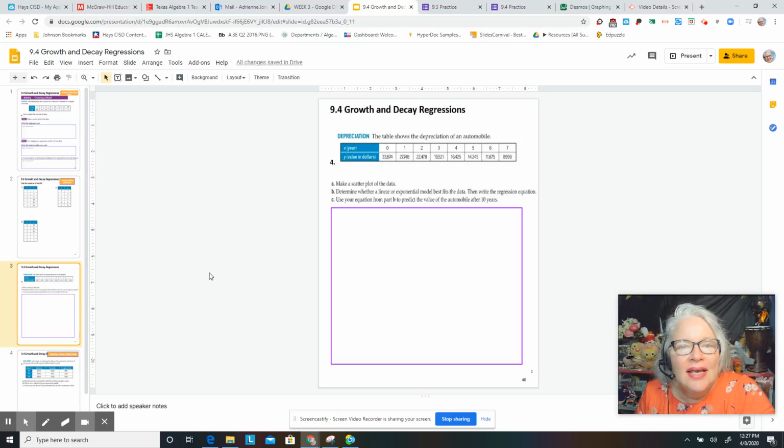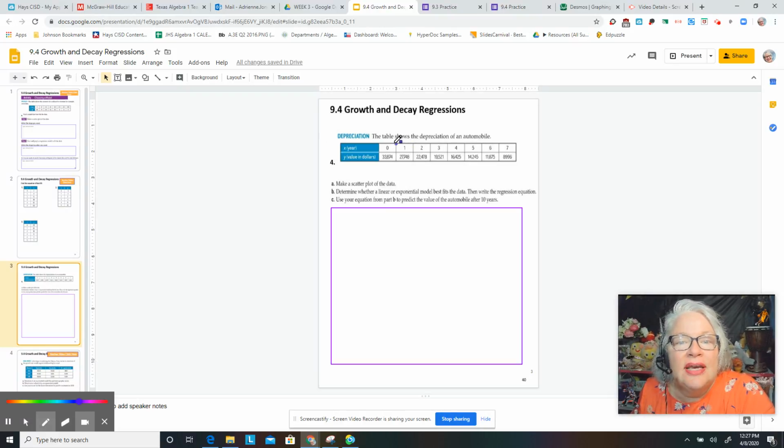All right, guys, here is a real world problem. This is number 4. It is the third page in the slideshow. It would have been page 40 in our unit organizer, the little unit books. So, depreciation. The table shows the depreciation of an automobile. If you went over the vocabulary slideshow, you saw that depreciation is how much something goes down over time. You buy a new car, this particular car, how much did it cost us?